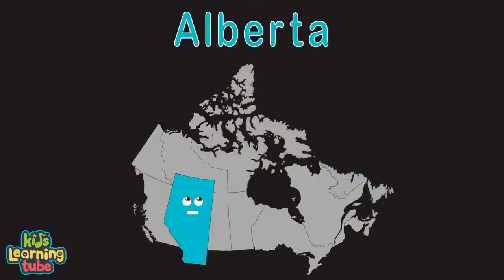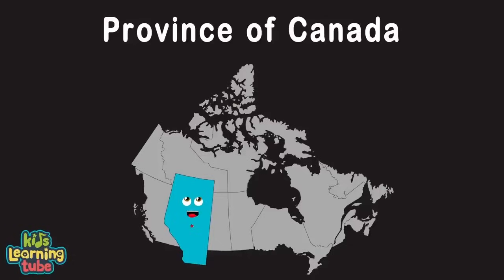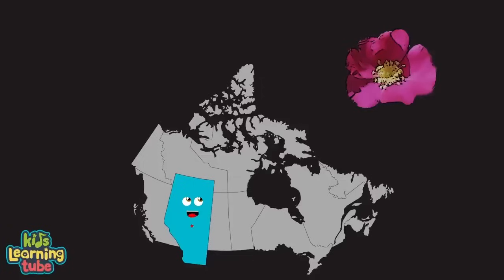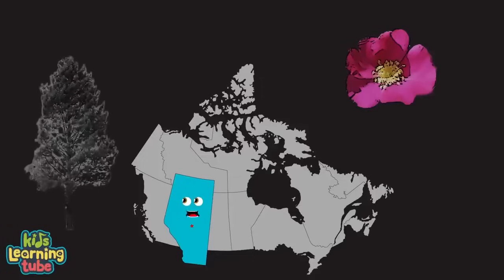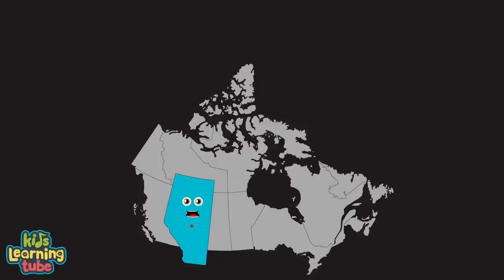I am Alberta, my capital is Edmonton. I am a province of Canada, my time zone is Mountain. My flower's a wild rose, my tree the lodgepole pine. My bird's a great horned owl and my scenery is fine.